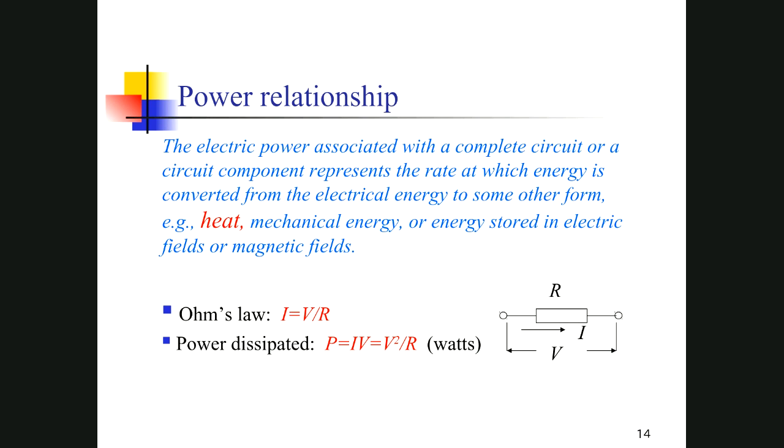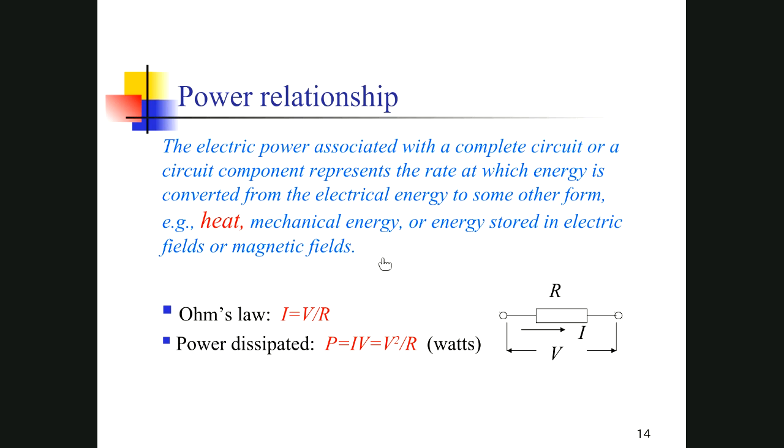And lastly, here we talk about power issues. So power, how do we define power? The electric power associated with a complete circuit, that closed loop, or a circuit component represents the rate at which energy is converted from electrical energy into some other energies, like heat, mechanical energy, or energy stored in electric fields or magnetic fields. Later on, we will talk about it.